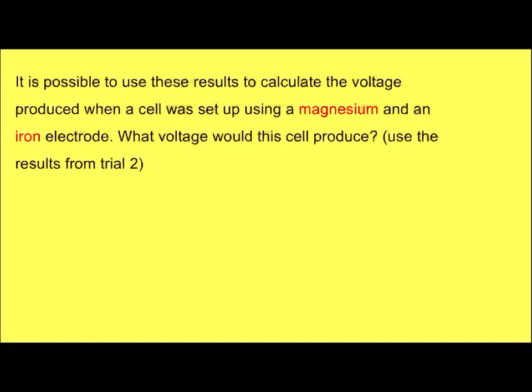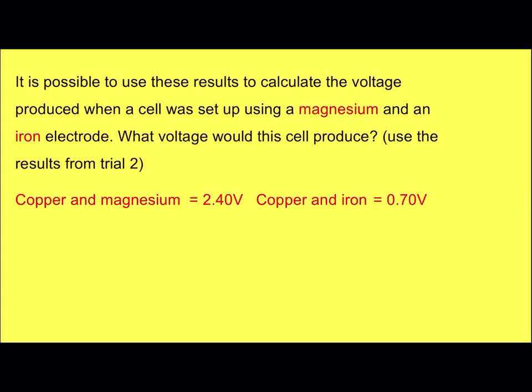Now, it is possible to use these results to calculate the voltage produced when a cell was set up using a magnesium and an iron electrode. What voltage would this cell produce? So I'll say that again. We only connected copper and magnesium, and we connected copper and iron. Copper and magnesium gave a voltage of 2.4 volts. Copper and iron gave a voltage of 0.7 volts.